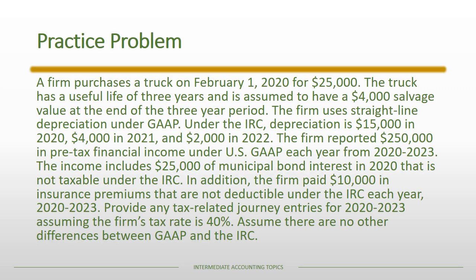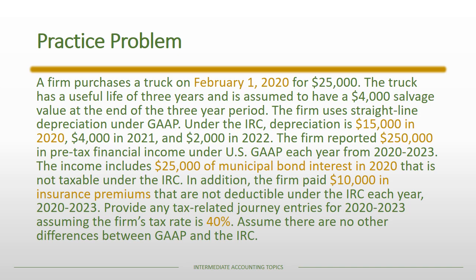So a firm purchased a truck on February 1st, 2020 for $25,000. It's assumed that it has a 3-year useful life and a $4,000 salvage value. They use straight line under GAAP, and then under the Internal Revenue Code, they have depreciation in 2020, 2021, and 2022. And we have pre-tax financial income, some municipal bond interest, and some insurance premiums that are not deductible under the Internal Revenue Code. And so we're going to go through and get to the journal entries for each of these years.